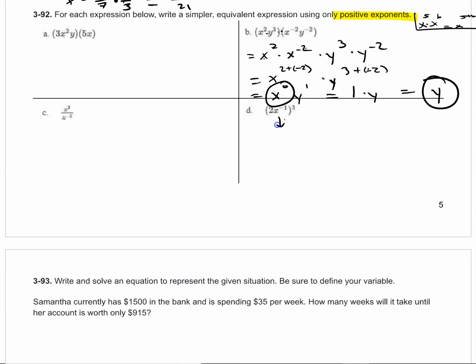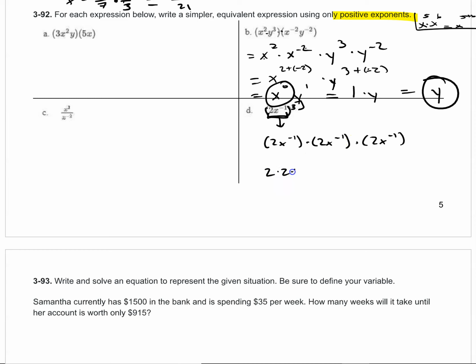All right, part D. When I cube this expression, this whole thing is the base, and 3 tells me how many times to repeat the base. So it's 2x to the power negative 1 times 2x to the power negative 1 times 2x to the power negative 1. The base gets repeated 3 times. This is the base, and the exponent is 3. Now, it gets repeated, so let's multiply everything together.